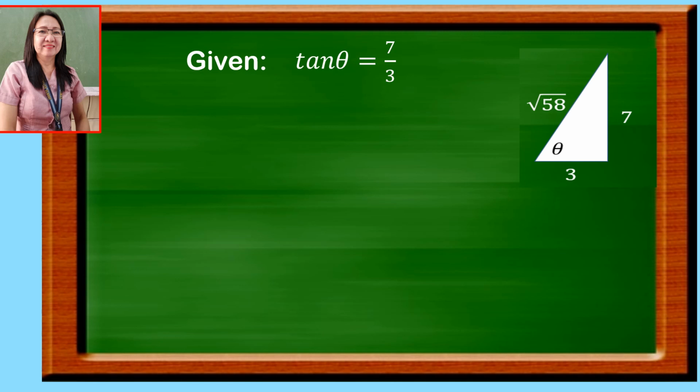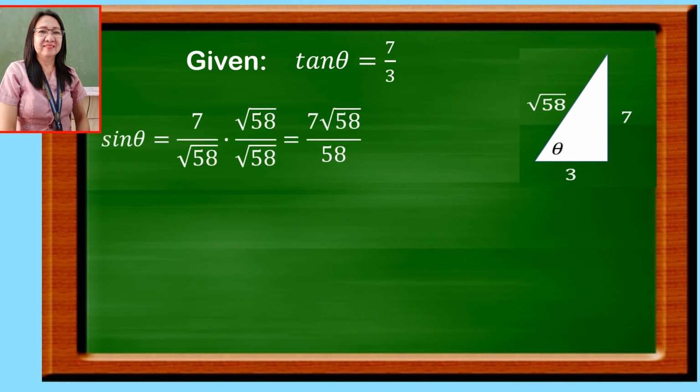So to continue, this is our given. Tangent theta is 7 over 3, and our acquired figure. So opposite of theta is 7, adjacent is 3, and hypotenuse is square root of 58. So let us start in finding the sine theta, which is described as opposite over the hypotenuse. So we have 7 over the square root of 58.